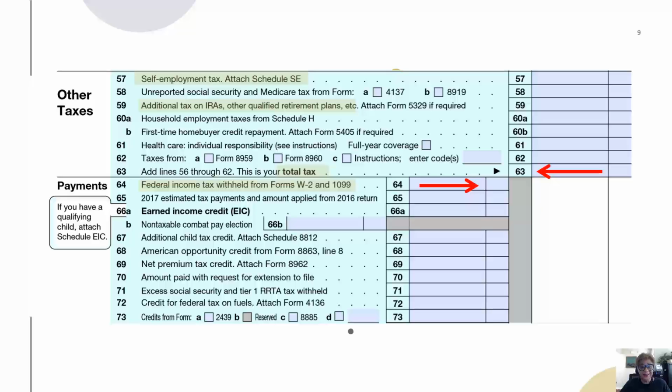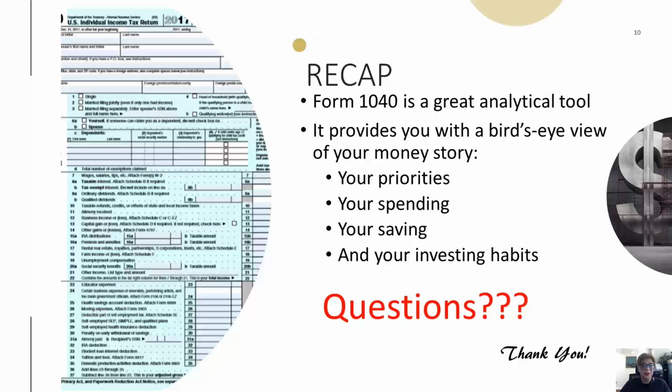And there you have it. So what have we learned here? We've learned that the 1040 is a great analytical tool. It provides you with a bird's eye view of your money story, your priorities, your spending, your saving, and your investing habits. I will now open it up to questions, and you can put those in the chat.